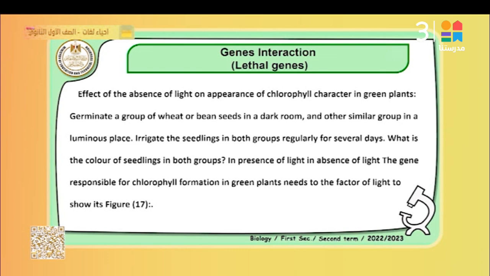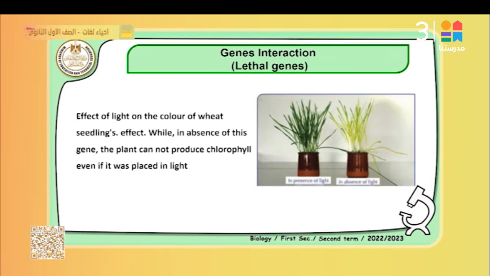stage. And another similarity in the groups: irrigate the seedlings in both groups regularly for several days. Okay, what is the color of the seedlings in both groups, in the presence of light and in the absence of light? The gene responsible for chlorophyll formation in the green plant needs the factor of light to show its effect. Comparing figure number 1 and 2, group number 1 is blue-green, and the other is yellow.